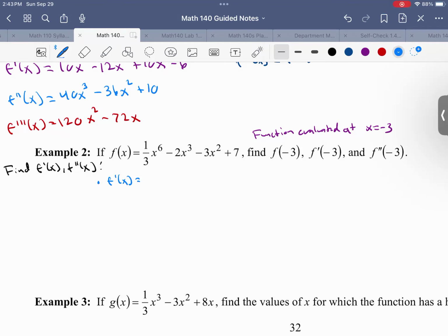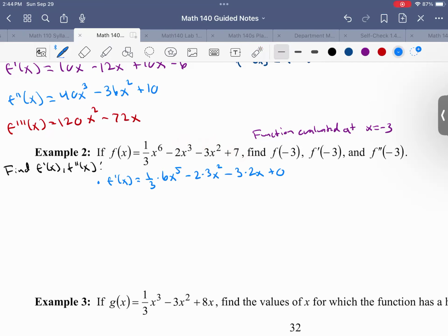Right, power rule for all of these. So the 6 drops down. So you get 1/3 times 6x to the 5th minus 2 times 3x squared minus 3 times 2x plus 0, right? Just power rule with everything. Drop that down, and then 7 just becomes a 0.